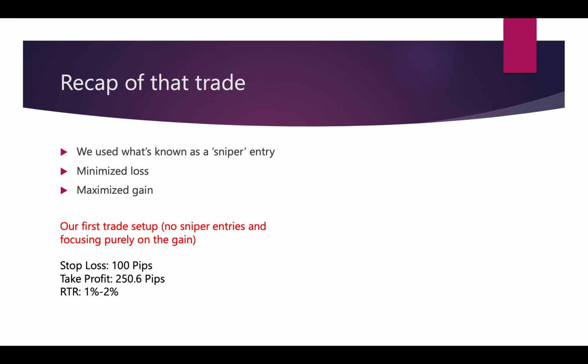So here's our first trade setup, right at the beginning when I showed you that trade position. So no sniper entries and focusing purely on the gain, yeah? So our stop loss was 100 pips, our take profit was 250.6 pips, our risk to reward was 1 to 2, yeah? And remember, guys, for you guys that said, yes, this is a great trade to take, I'm now going to shock you with our revised trade. All right, just by using sniper entries and lowering that time frame, look at the results here.